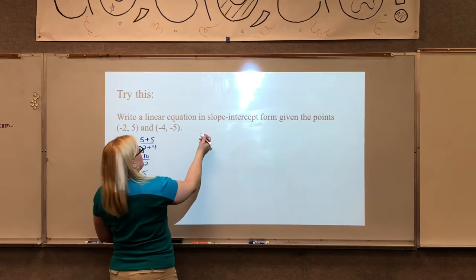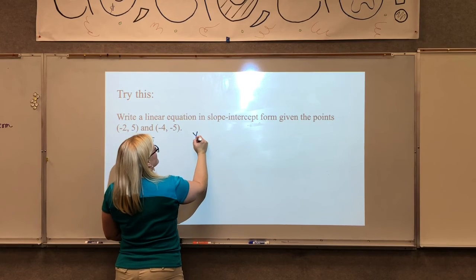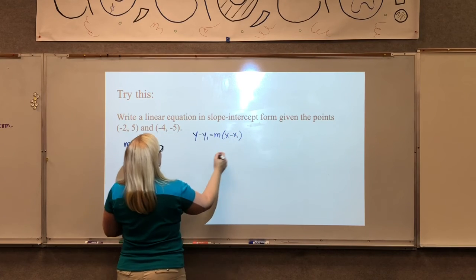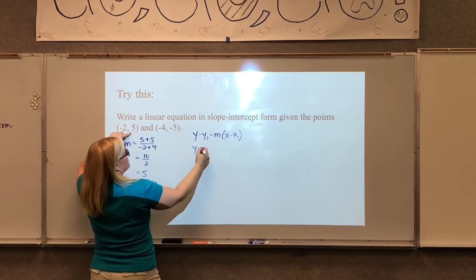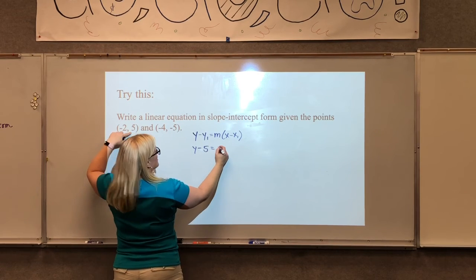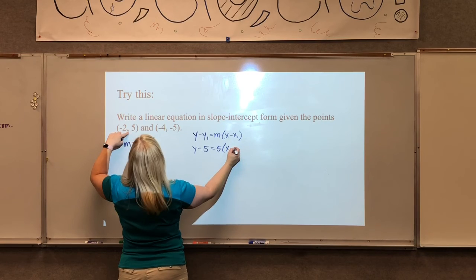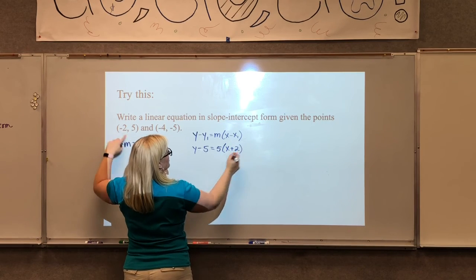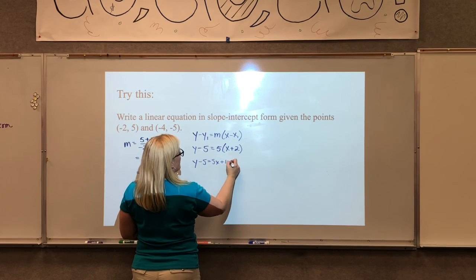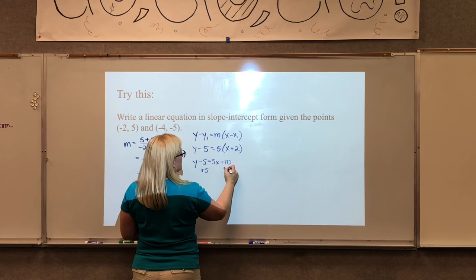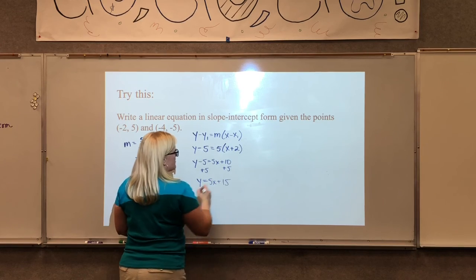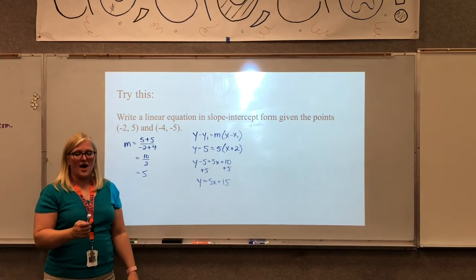So what I have now, I'm going to write this again. Y minus y1 equals m times x minus x1. Y minus, I'm going to do this one. Y minus 5 equals my slope, 5, times x minus a negative 2. So y minus 5 equals 5x plus 10. I add 5 to both sides, and I get y equals 5x plus 15. And I hope that's what you got.